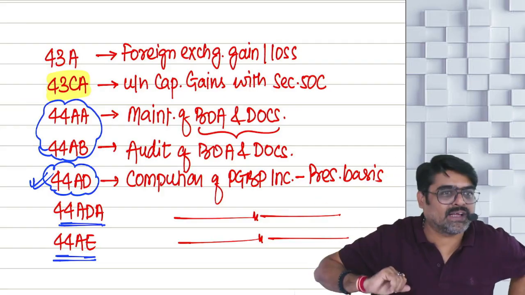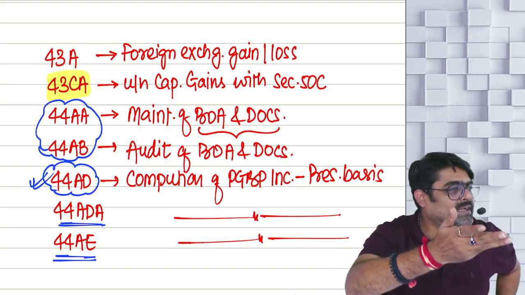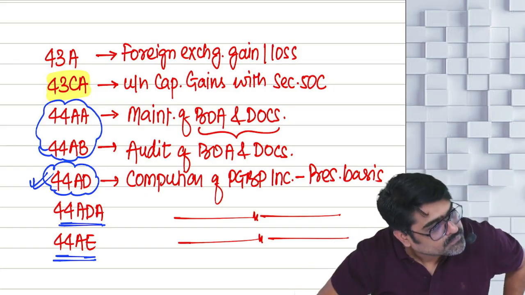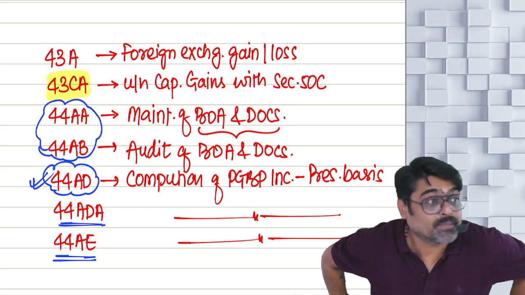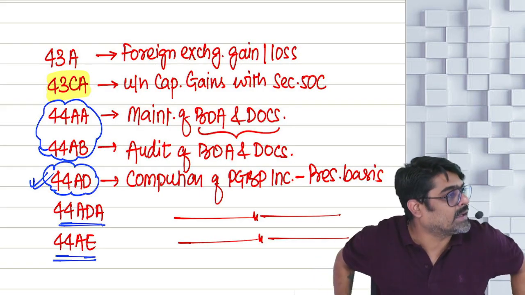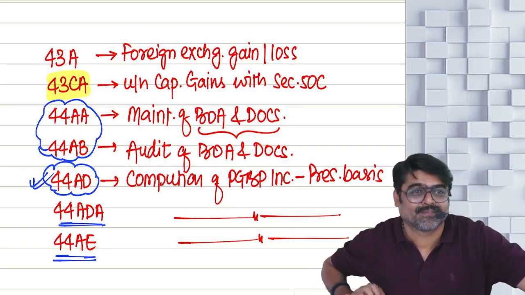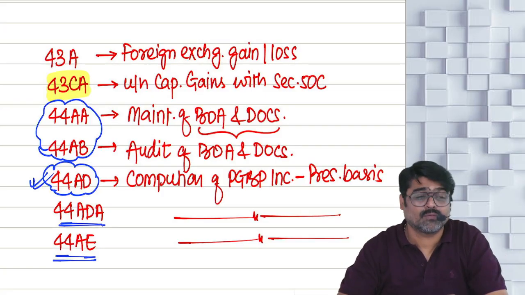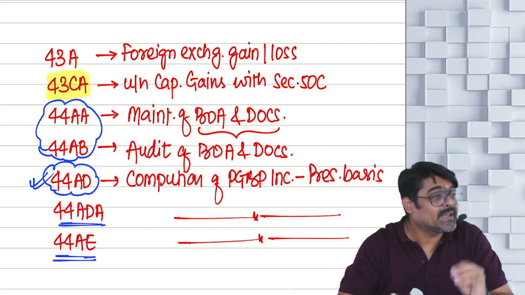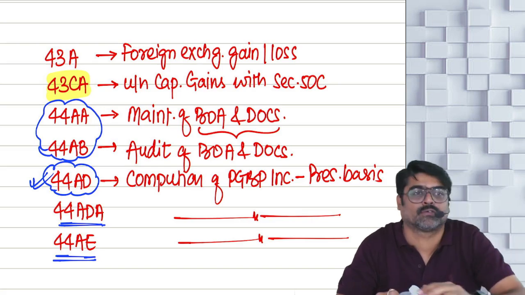So 44AA says that assessee, if you are doing any business or profession, then for that business or profession, you are compulsorily supposed to maintain necessary books of accounts and documents. And in some cases, you have to get them audited also. Why will the government tell you to do that? Why are they telling you to maintain the books? Why are they telling you to get the books of accounts audited? Common sense.